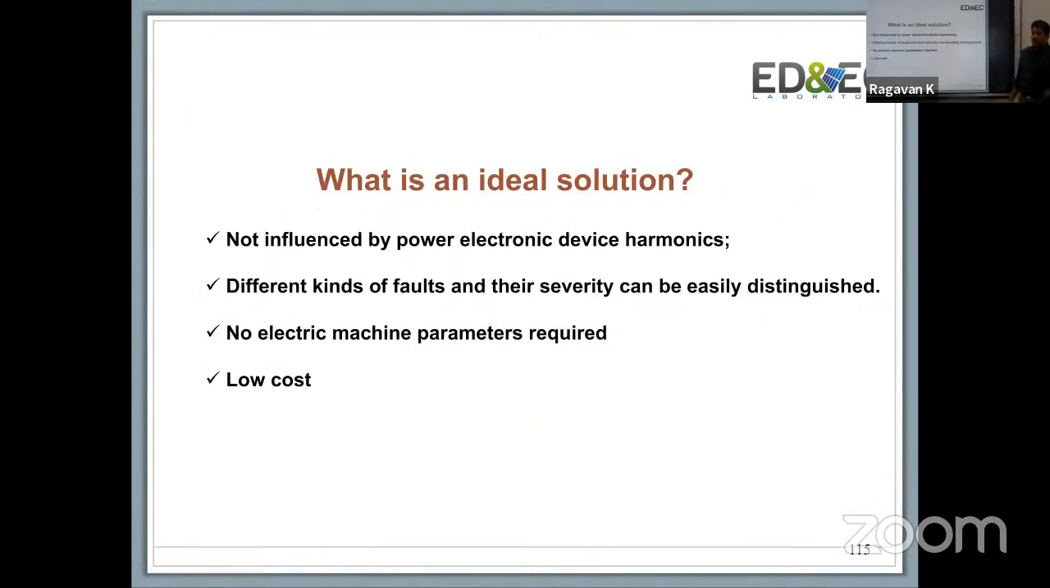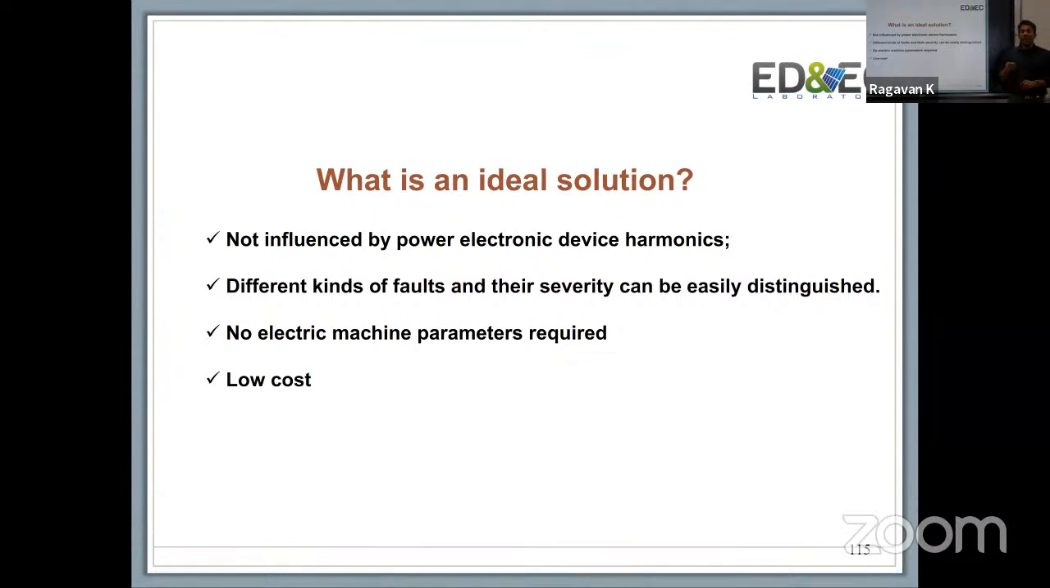So the question we raised was, okay, fine, if nobody has done what we think they should have done, then what do we want to do? We defined that we don't want to be influenced by the power electronic device harmonics. That was a big deal for us. We wanted to make sure that if the power electronics is going to spit out any harmonics, we don't want that to overlay on the signature that my motor is seeing. We should be able to identify different faults, and more importantly, we wanted to make sure we identify the severity.